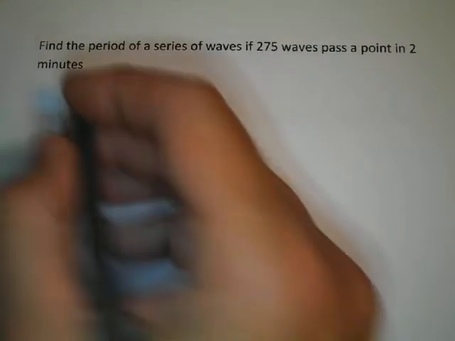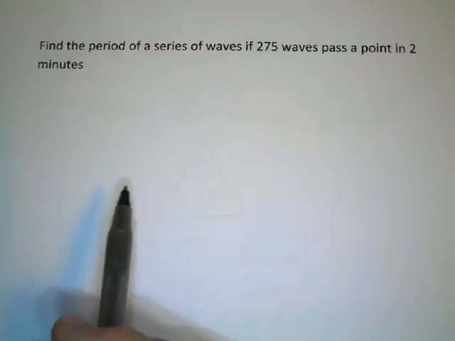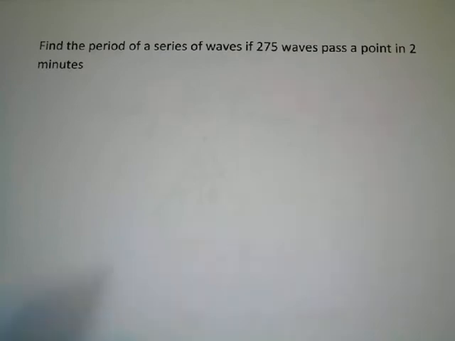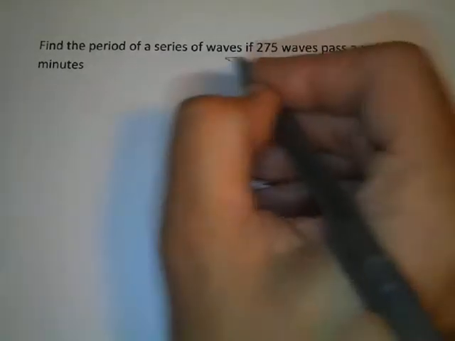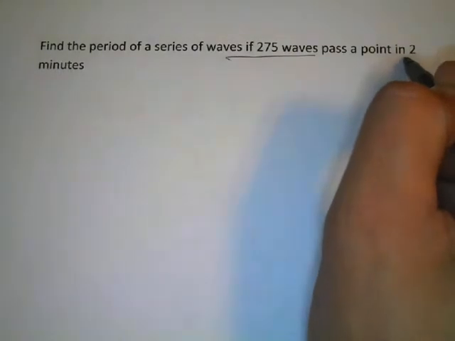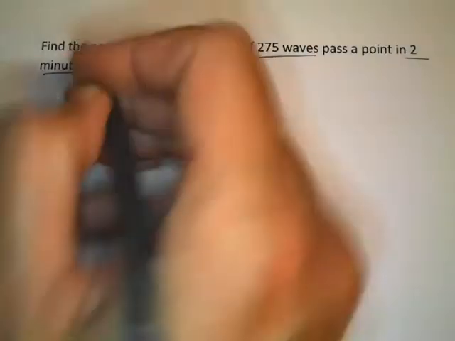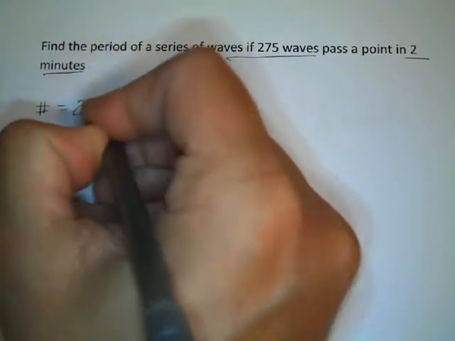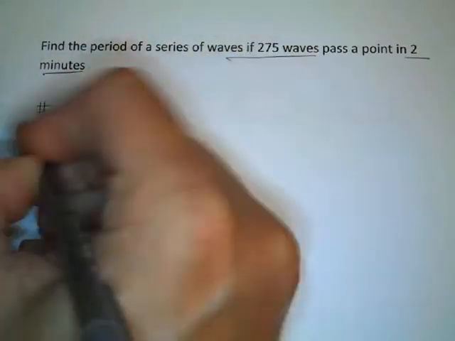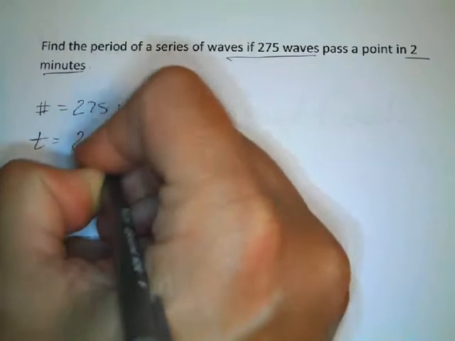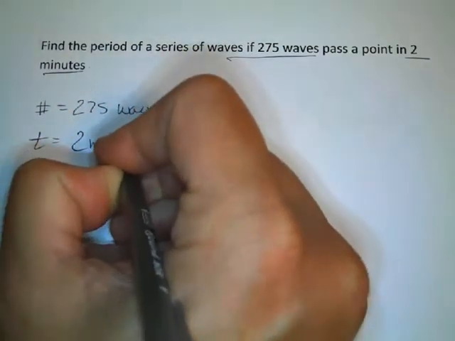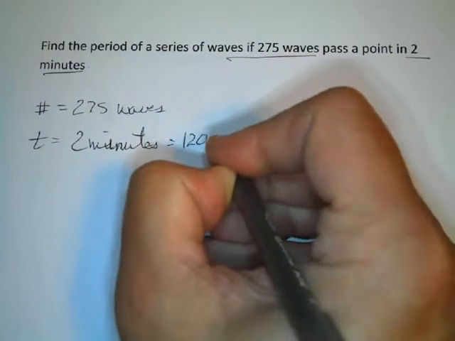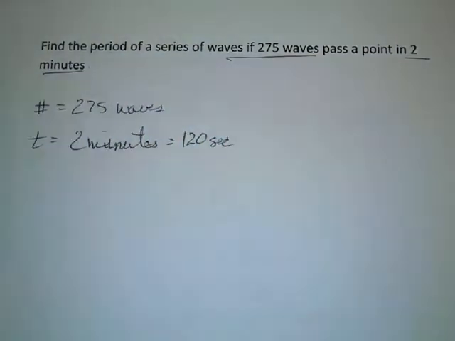All right, so here's the first question. Find the period of a series of waves if 275 waves pass that point in 2 minutes. So what's given? I've got the 275 waves and I have 2 minutes. So my number is 275 and my time is 2 minutes, but as I just said, I don't want the time to be in minutes, so I change it to the equivalent number of seconds by multiplying that minutes by 60.